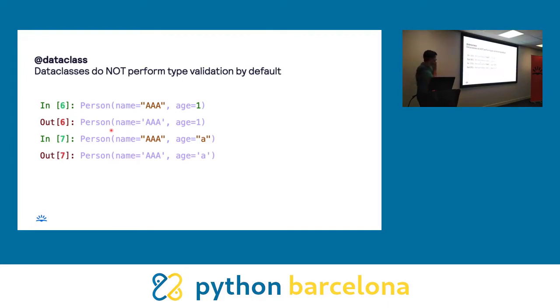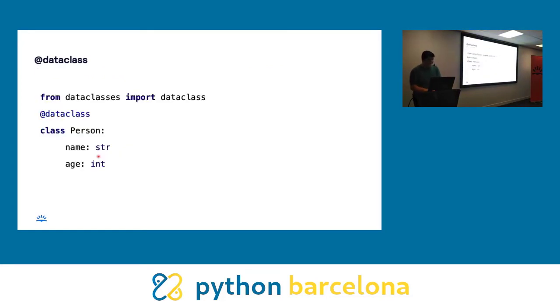So if we try to use that class, we can see that we use it as before, as a normal init, and we pass the name and the age. In this example, we can see that Python is not performing the data type validation, and it will return an instance of the class Person with an age being a string when we said that it was an integer. But Python doesn't complain about this, and it works.